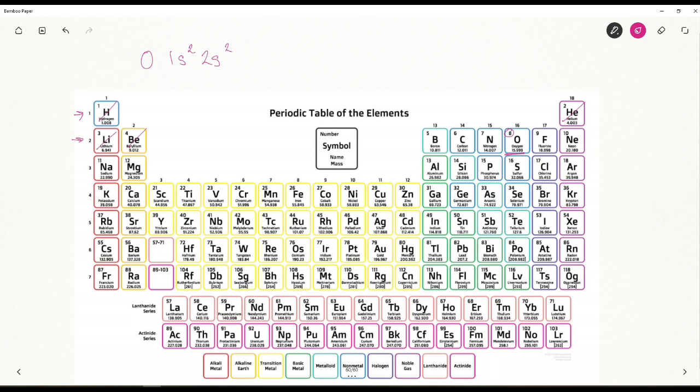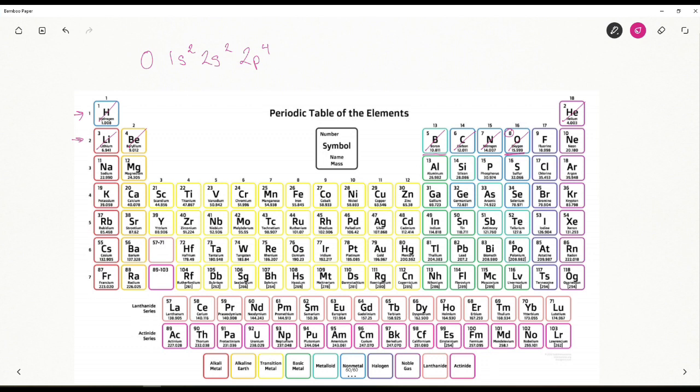When I switch over to boron, notice I'm switching from the s orbitals in the first 2 columns to the p orbitals. I am still in the second period though, so these are the 2p's, and I'm just going to count across to oxygen. 1, 2, 3, 4. I have 4 electrons in the 2p orbital.